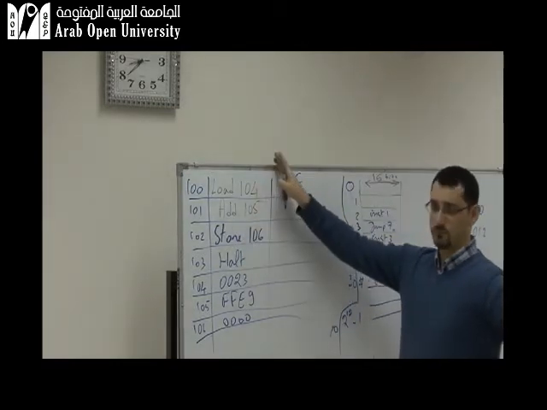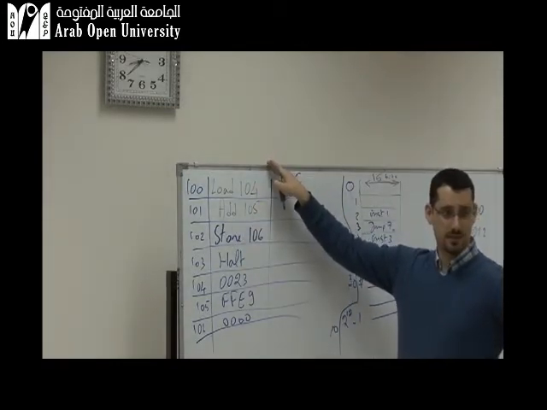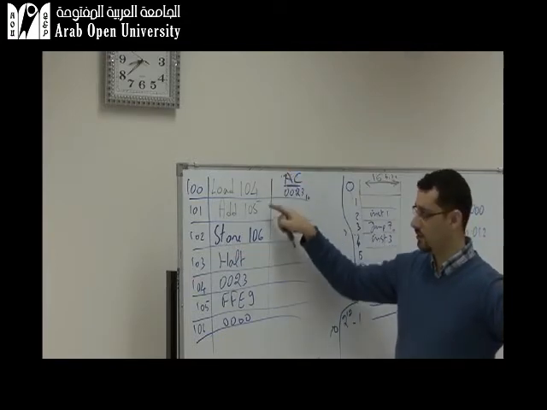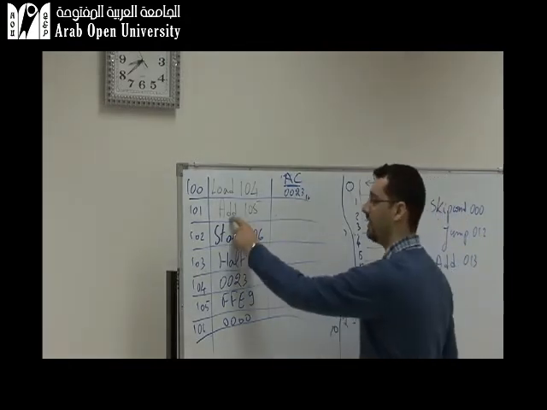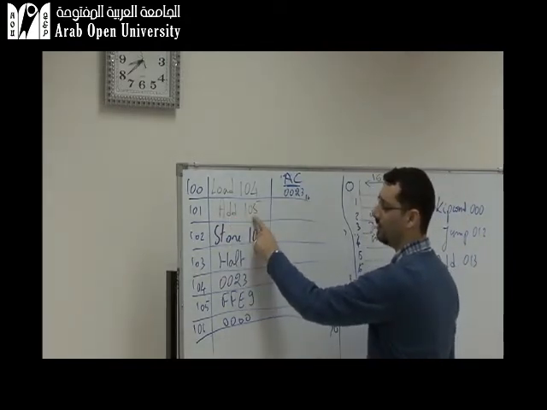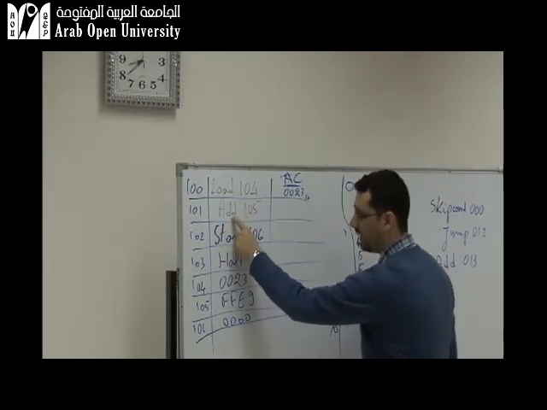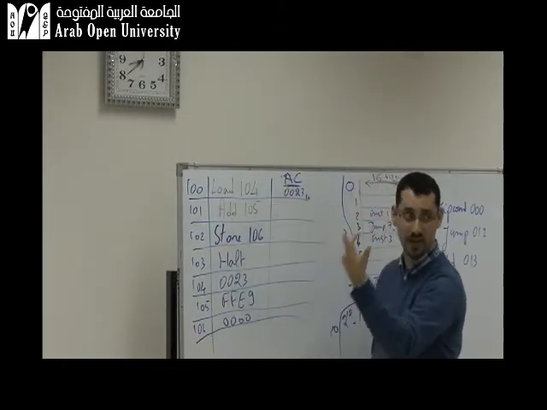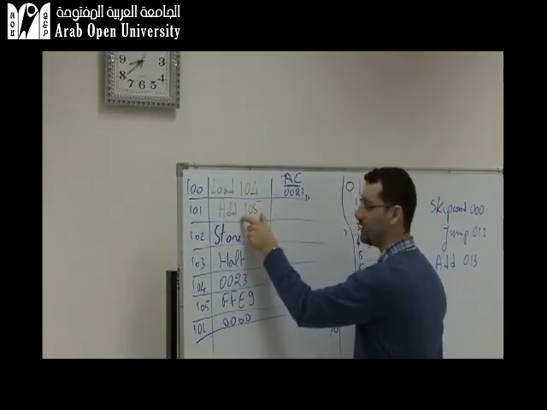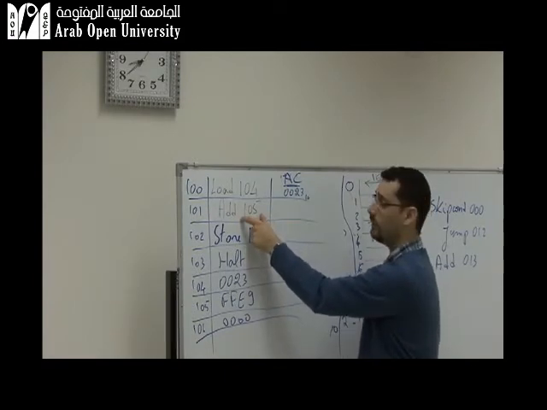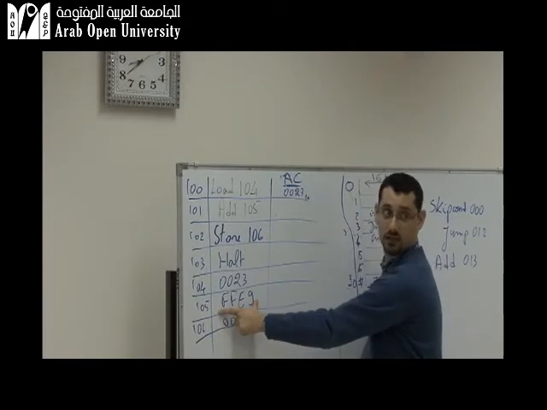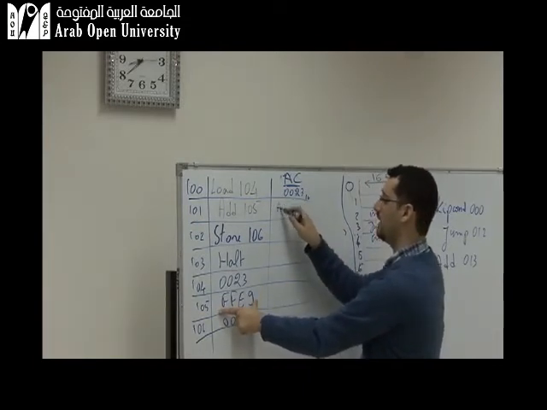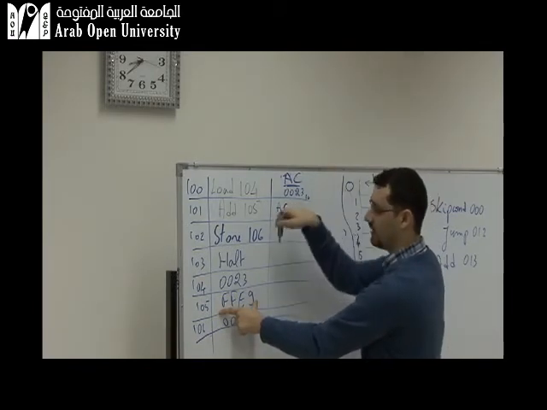Now, when the CPU terminates executing this instruction, it goes to the next one. It fetches the next one, decodes it, and executes it. So we need to execute add 105. When we are adding, we will add the content of the accumulator to the value at address 105. So what we will add is the content of 105, that is FFE9, to what we have inside the accumulator, and then the result will be stored inside the accumulator.